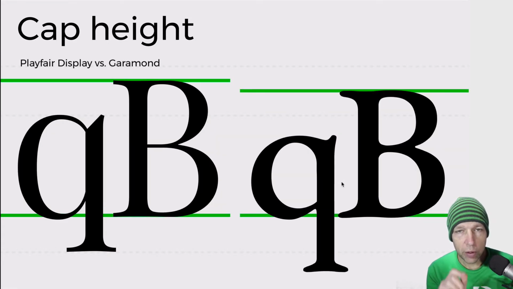What's important to realize, though, is cap height controls the actual display size of the typography. This is Playfair Display and Garriman side by side. Both of these are at the same exact size. Whether they were at 600 pixels or 18 pixels, they would display at these two different proportions from one another. So the cap height determines how large the typography itself appears on screen.